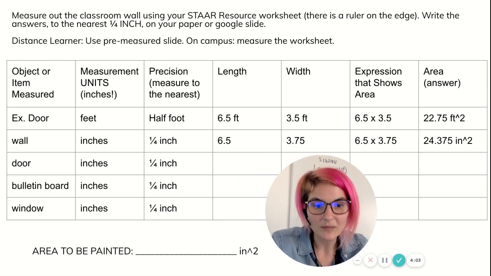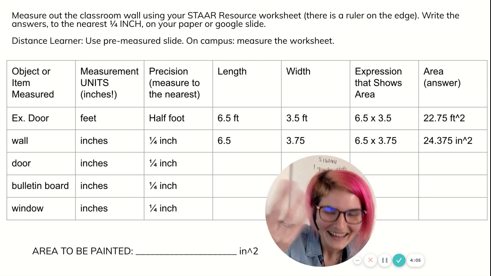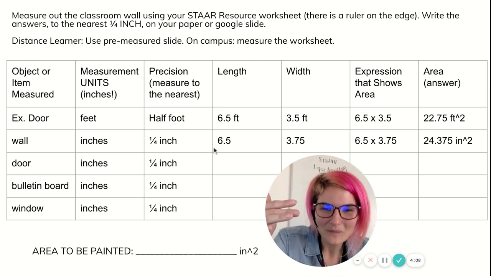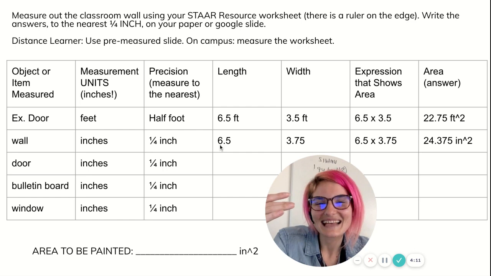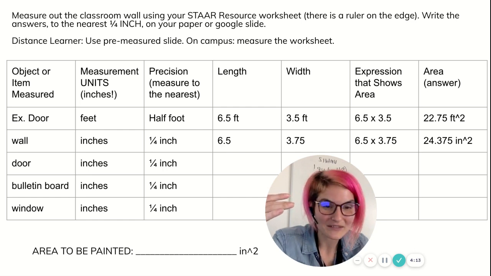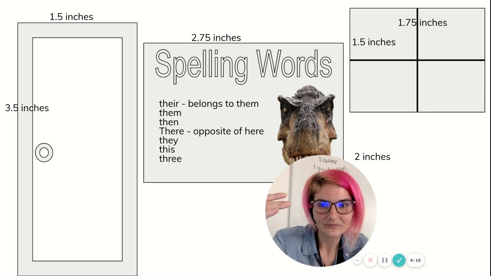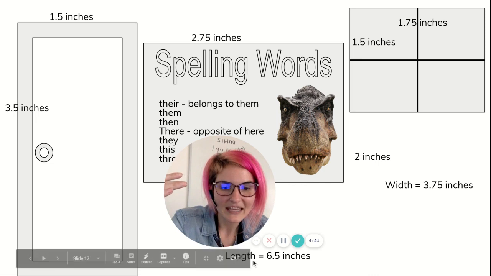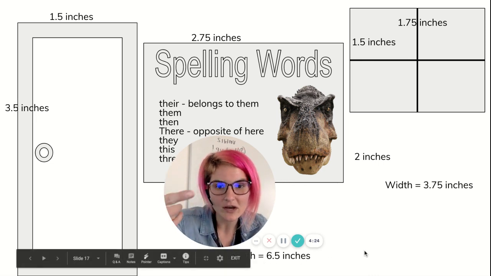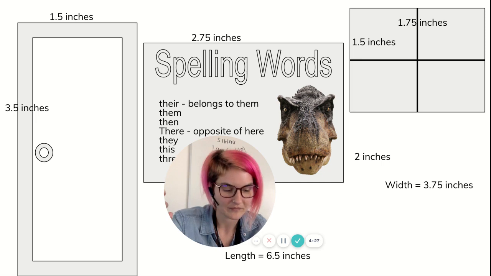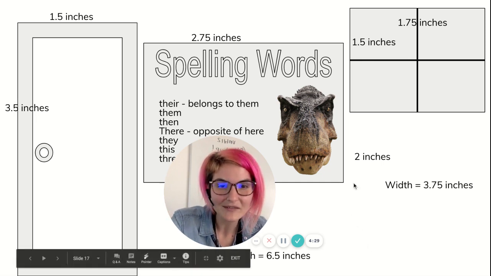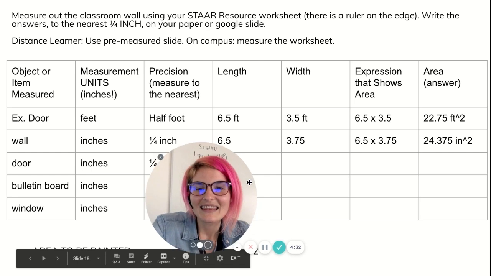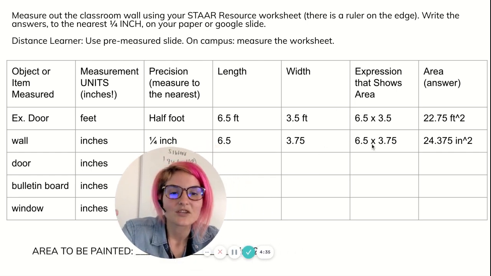So you can see, if you look at my measurement, I'm pointing to my screen. If you look at the measurement of the wall, let me use my mouse, it says length 6.5. So if I go back, my wall here, my length is 6.5 inches. I measured that, or I took it from the one that was pre-measured. No, the answers are not the same as the one that you have. So then you look at your width, you write it down, you multiply length times width, and that's going to give you the area of the whole wall. Okay?